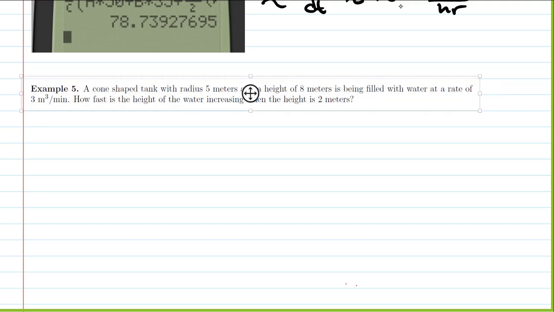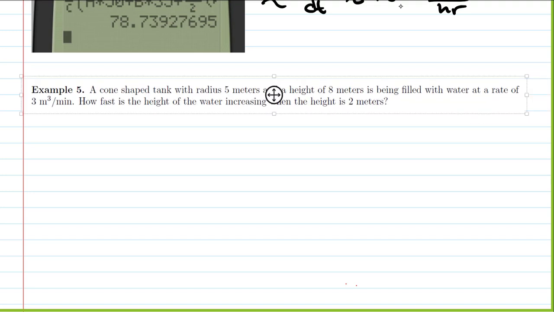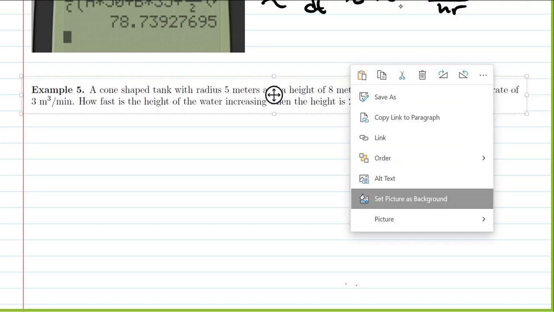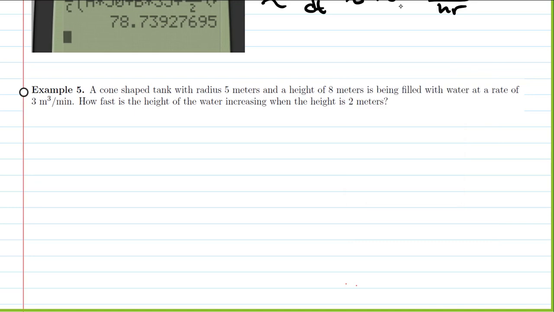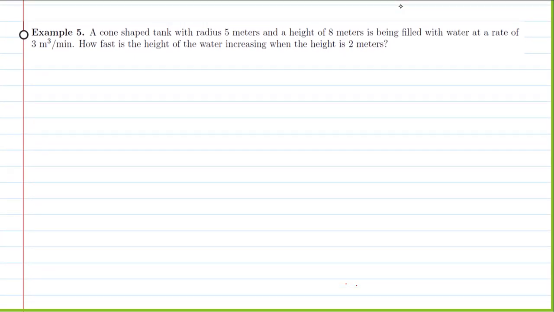All right, so example 5. So first thing I do need to note, I had already printed the notes when I noticed that this part was missing right here. So your version doesn't have when the height is 2 meters. That is important to the problem.